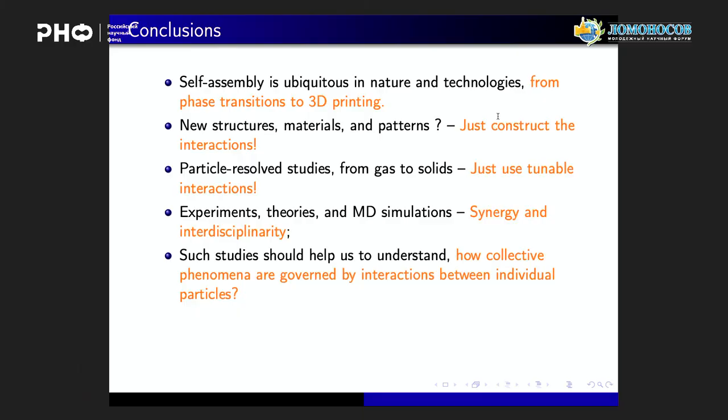This is the synergy and interdisciplinarity of this field. And such studies should help us to understand how collective phenomena and many-body dynamics are governed by interactions between individual particles. And there are applications in soft matter, materials science, chemical physics, microfluidics, and manipulation of colloidal particles and clusters.